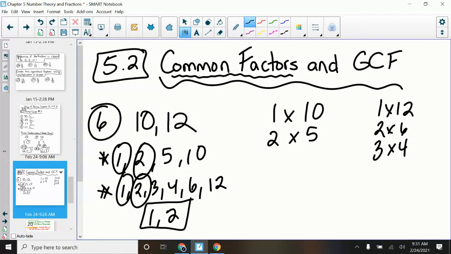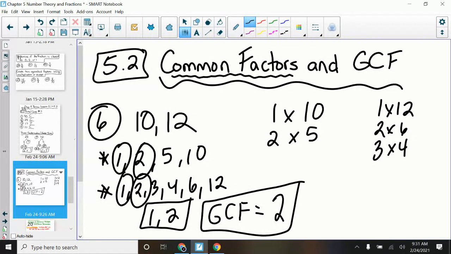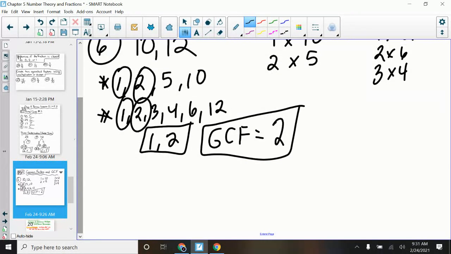Now, I want you to tell me what's the greatest common factor. And that's just going to be the largest one that they have in common. So the GCF is 2, all right? And that's basically what lesson 5.2 was about. So I want you all to try one of those, okay? So that was my example for your help.